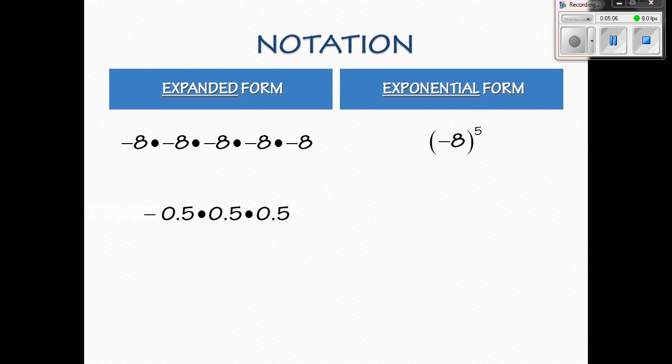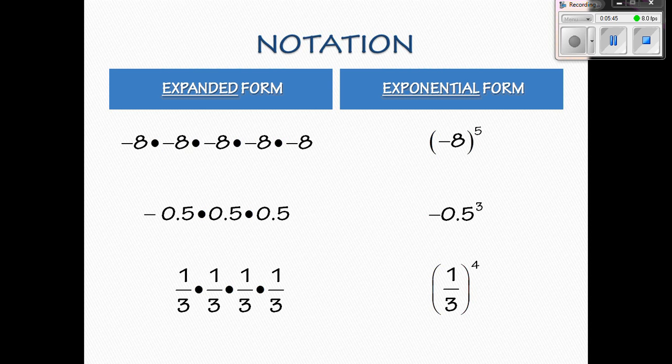Okay. And we have to be careful with how many negatives there are. In this case, how many negatives are there? Yeah, there's only one. So when we write it in exponential form, the negative does not have to be inside of the parentheses. Okay? When we're working with fractions, we do the same thing. Okay? How many are there? Well, there's 4. Are there any negative signs? No. So we would write 1/3 to the 4th power.